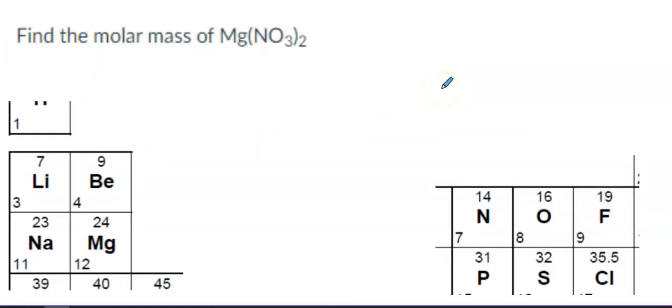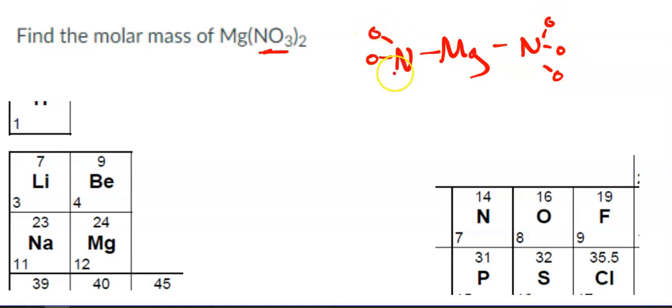Okay, so we have this one here. This one is slightly different because it has parentheses and a number on the outside. When we have a 2 on the outside, it means I have 2 of everything on the inside. If I were to draw this compound out, it would be Mg and then an N and 3 O's on both sides of it. You can see that in the formula: I have Mg stuck to 2 things, and the 2 things are the N with 3 O's.